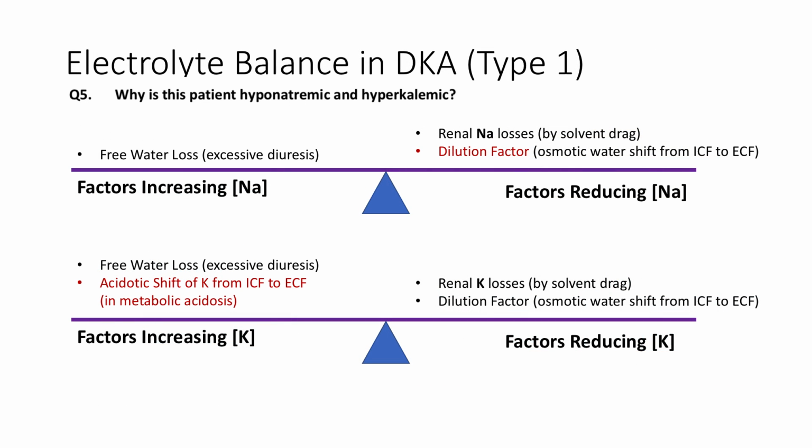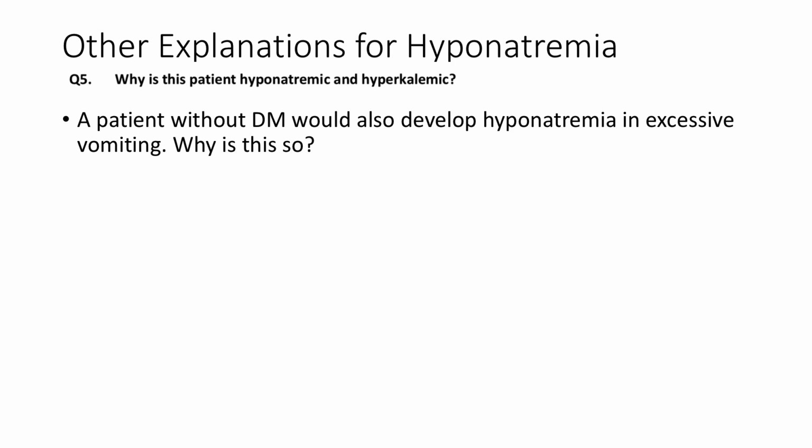Again, we come back to this. He's having a little bit of free water loss because of his vomiting. But the dilutional factor occurs because glucose in the blood pulls water out from the cell as an osmotic solvent. This far exceeds the water loss, so that causes hyponatremia. For potassium, the metabolic acidosis causes K to shift out, so it increases K. But there are also other explanations for hyponatremia.